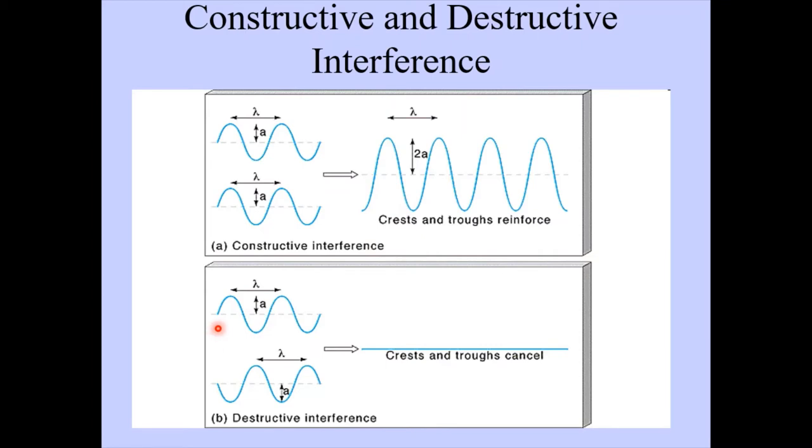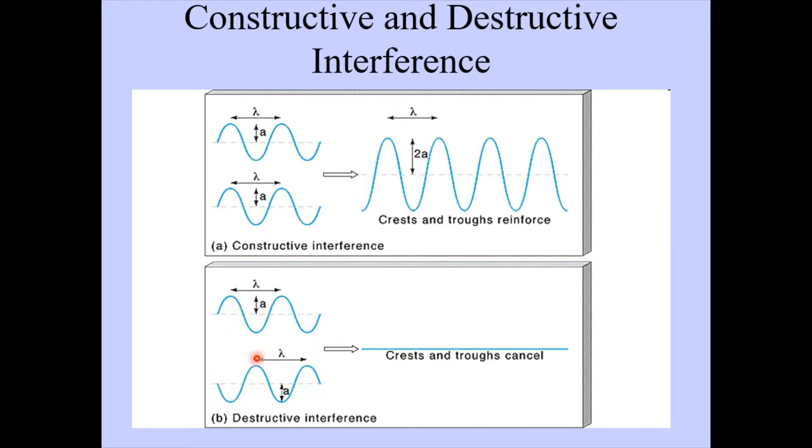Now, look what happens in this case. What if the two waves are out of phase? In other words, this crest aligns with this trough and vice versa. The trough up here aligns with the crest here. So when we add these two together, remember that crests are positive if we think of the amplitude being above this dotted line here, whereas down here the trough is a negative value.